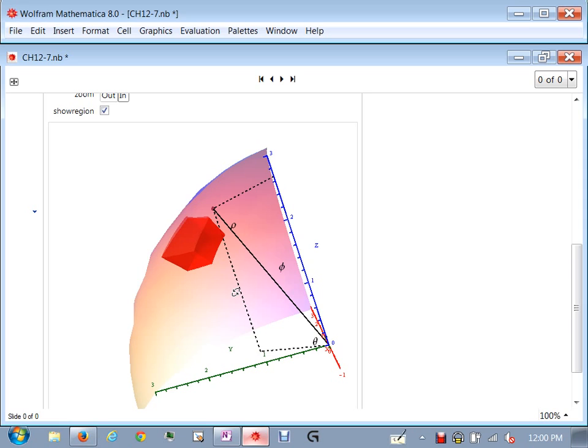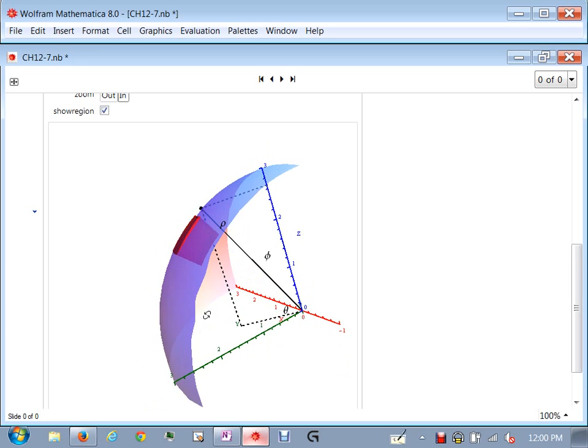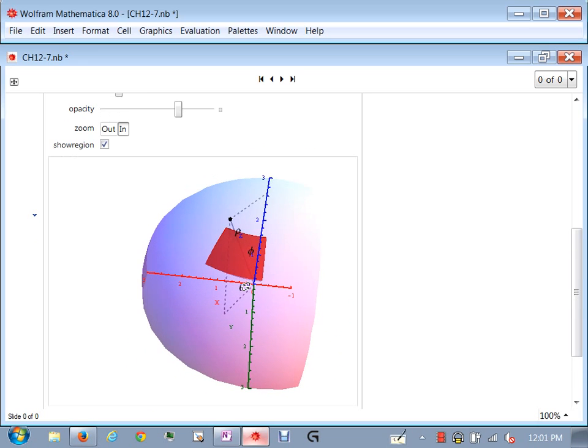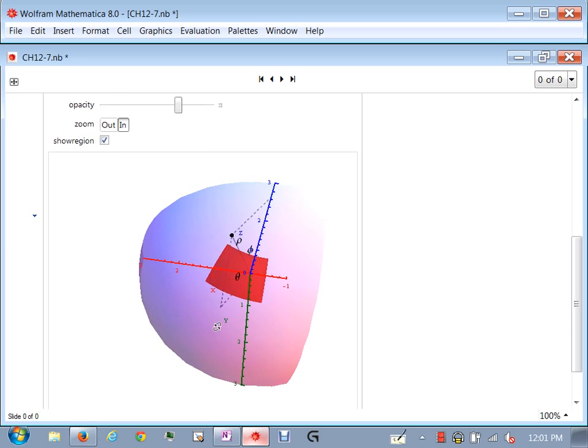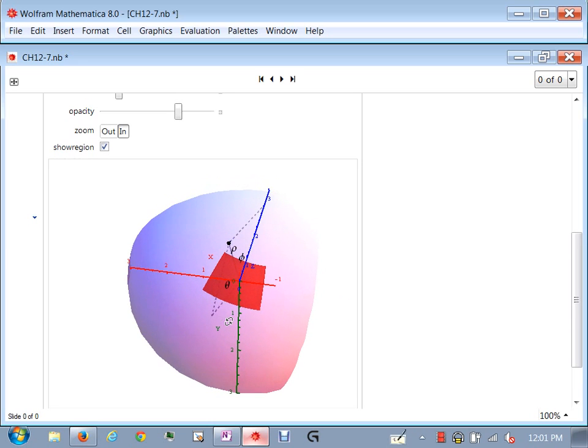So if you look at it from the outside, from this side, these are arcs of a circle. This is an arc of a circle. This is an arc of a circle. That's an arc of a circle. As you go in, it tapers in towards the origin. So that's a very strange looking box. That's what a region E would look like in spherical coordinates.